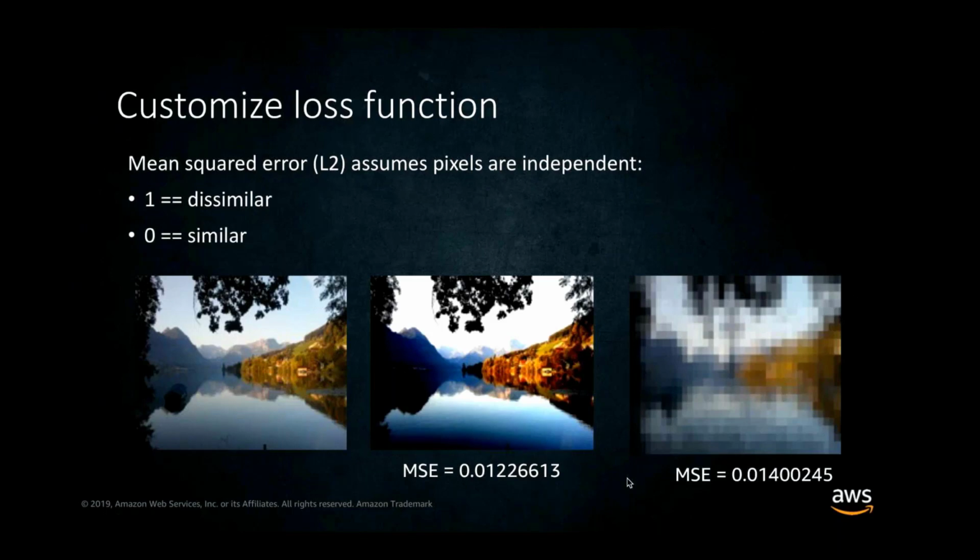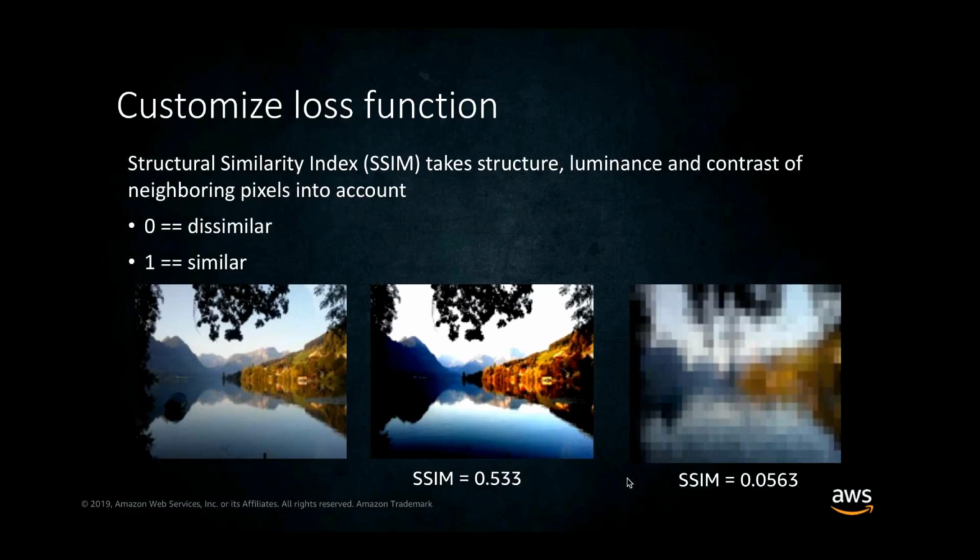So we can customize the loss function. There is something called the structural similarity index, SSIM. It takes the structure, the luminance, and the contrast of neighboring pixels into account. So it does not just focus on the intensity value of a single pixel, but it will also take into account the neighboring pixels. If we get a value close to 0, it means images are dissimilar. If we get a value close to 1, it means they are similar. So it's the opposite of the L2 loss.